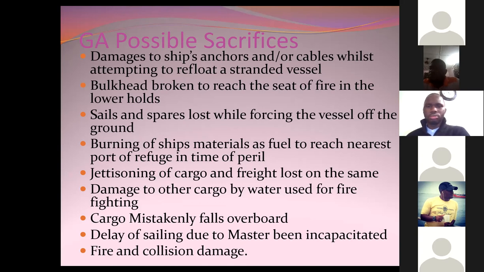Okay, from the five points that you mentioned earlier, this very point, delay of sailing due to the master being incapacitated, if you ask me, it qualifies to be a general average because it was an intentional act. The delay was intentional. And there was an emergency because the ship was unseaworthy to sail without a master. And it was for the common interest of all. So, I believe this point.